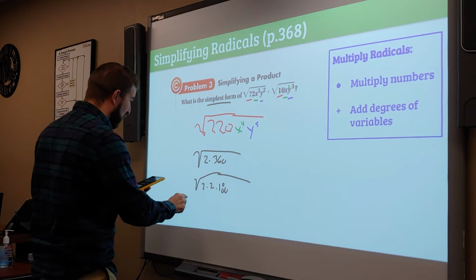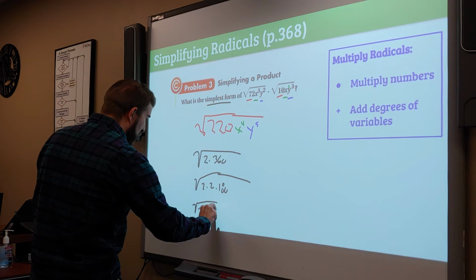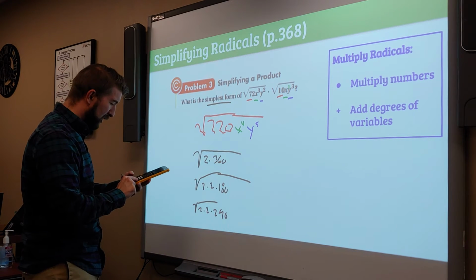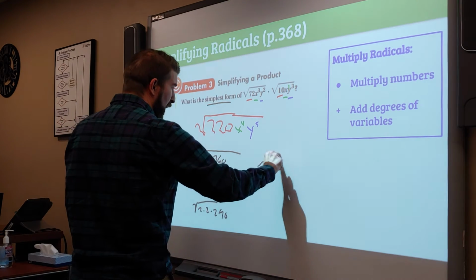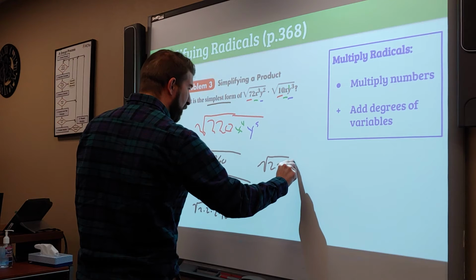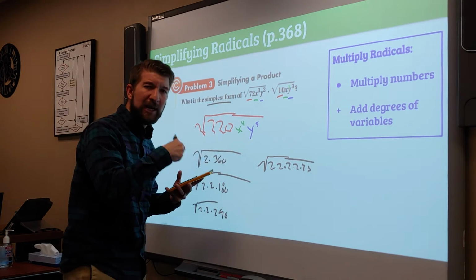Divide that by 2, that gives me 90. I can divide that by 2. That gives me 45. And so I'm going to keep going. 2 times 2 times 2 times 2 times 45. And you would keep on doing this.